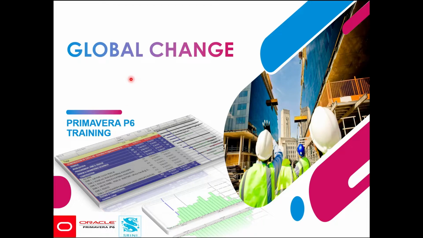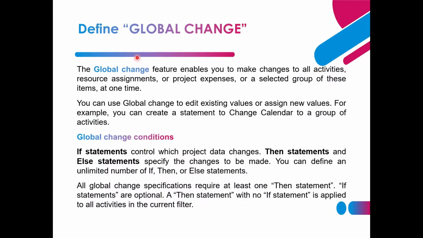Hi everyone. In this video, we will see how to create a global change in Primavera P6. We need to know what a global change option in Primavera P6 is. The global change feature enables you to make changes to all activities, resource assignments, project expenses, or a selected group of activities, resource assignments, or project expenses. We can use a global change to edit existing values or assign new values.